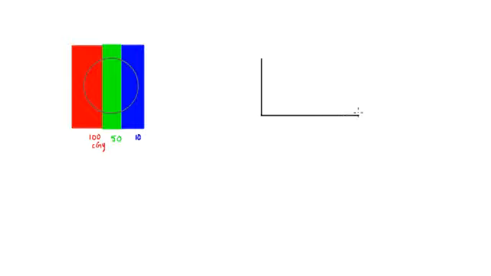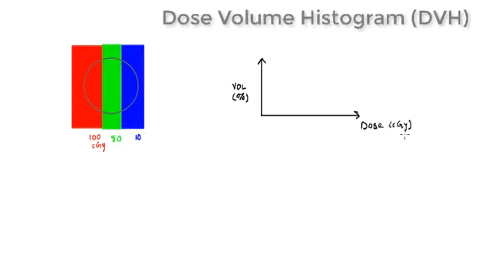Okay, now let me draw a plot of this. What I'm going to draw here is the volume on the y-axis in percent of the total volume, and then dose on the x-axis in centigray. This is going to be a dose volume histogram, DVH. So let me go over here and mark off the doses. So 100, 50, and 10. And of course there are doses in between, I'm just not showing them.